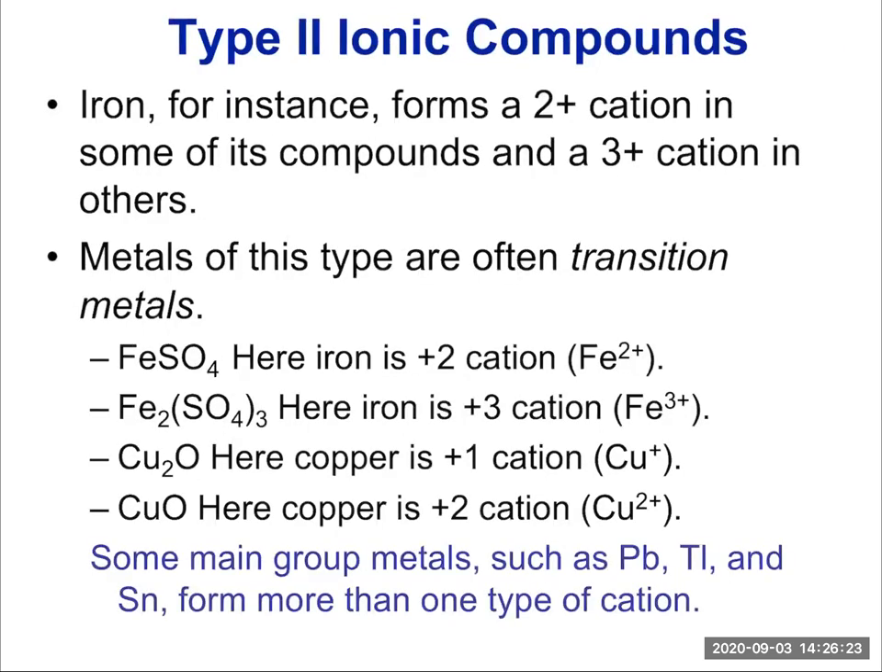For example, here you have iron. In this case, this iron is carrying a 2 charge. In this case, this iron is carrying a 3 charge. Copper is carrying a 1 charge. Copper is carrying a 2 charge. So we have to let our audience know which charge it is carrying when combined with a specific atom.